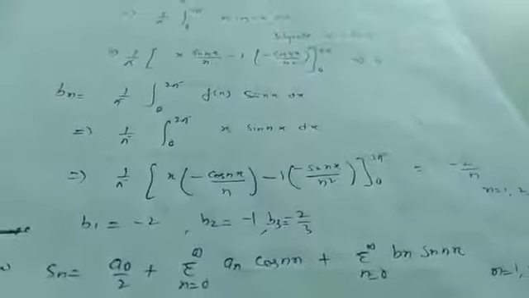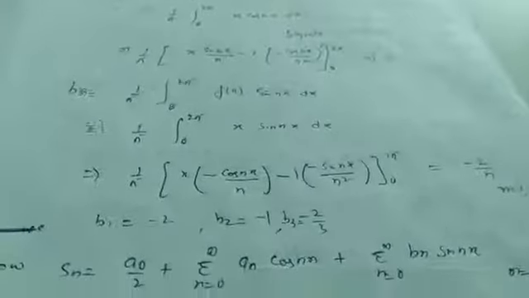Then with 0 to 2 pi, we put the limit and find the value of 2 by n minus 2 by n. Taking n equal to 1 to 3, b1 equals minus 2, b2 equals minus 1, and b3 equals minus 2 by 3.